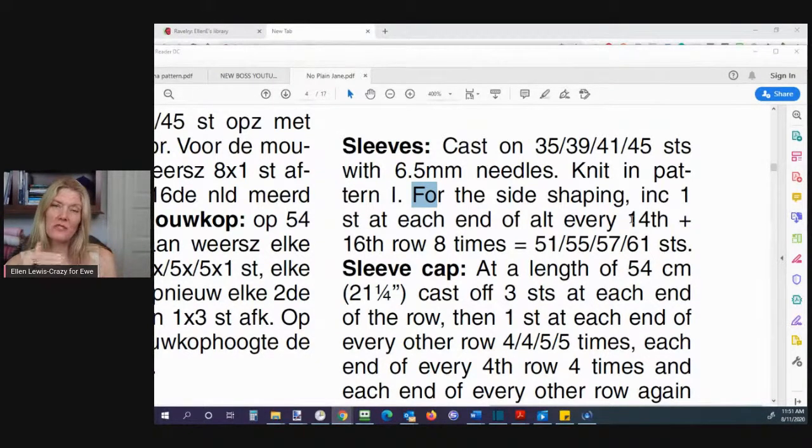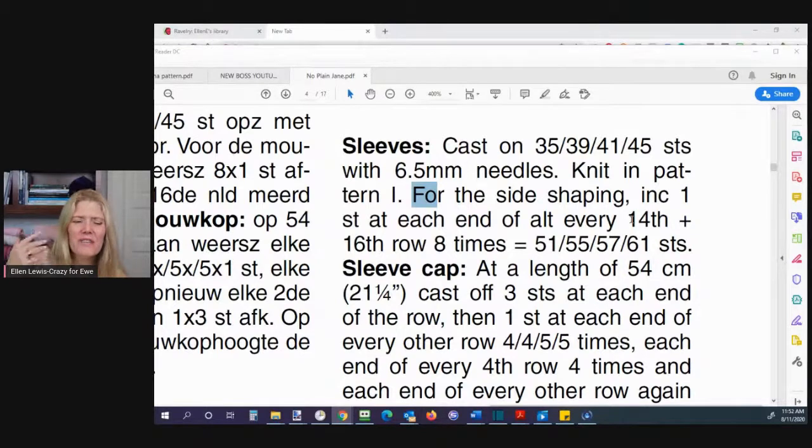They mean go 14 rows and do your increase, and then go 16 rows and do your increase, and then 14 rows and then 16 rows, and so forth. Does that make sense? So a lot of times they will just do it this way, and the writing of it is confusing. I get it. It's absolutely a nightmare when you come across that.